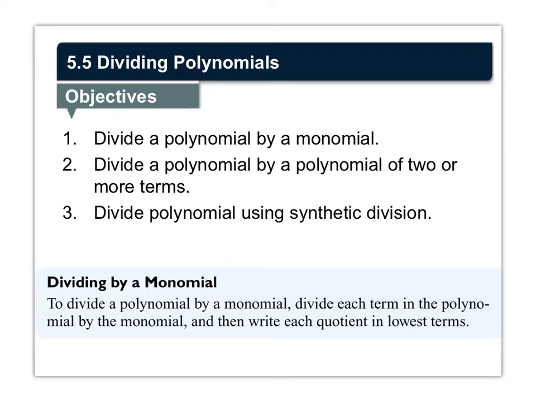Dividing by a monomial. To divide a polynomial by a monomial, divide each term in the polynomial by the monomial and then write each quotient in lowest terms.